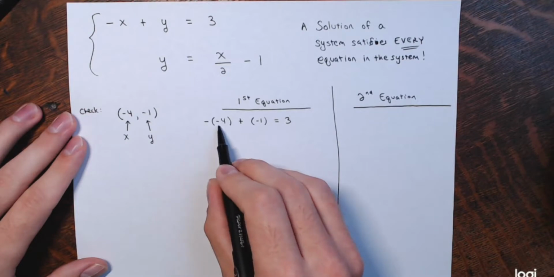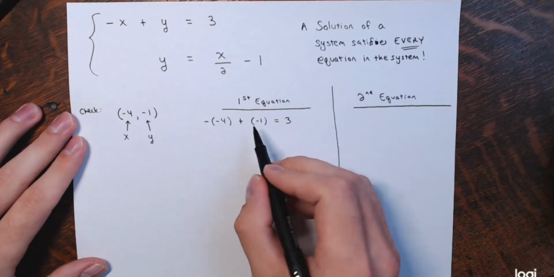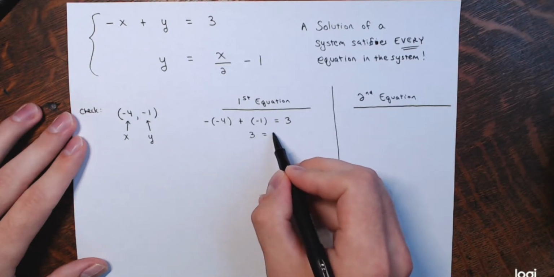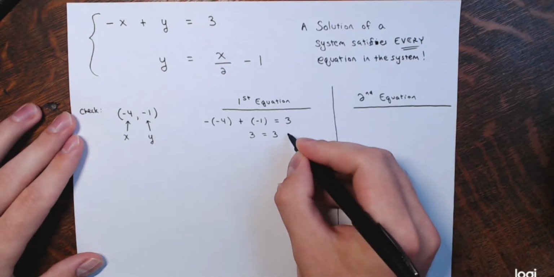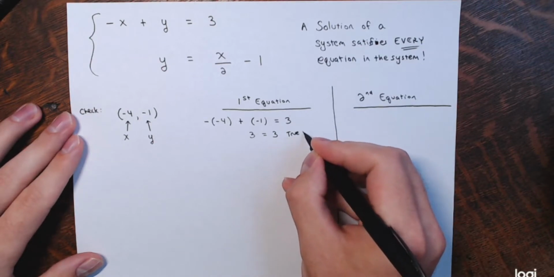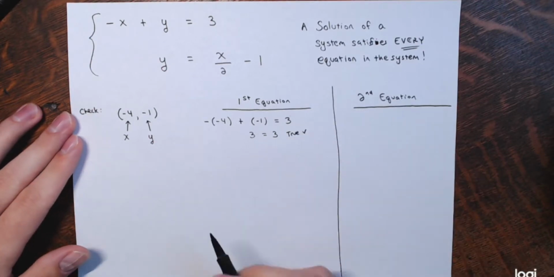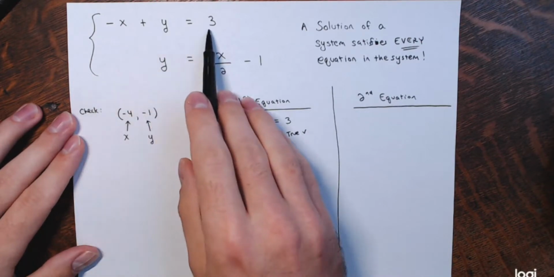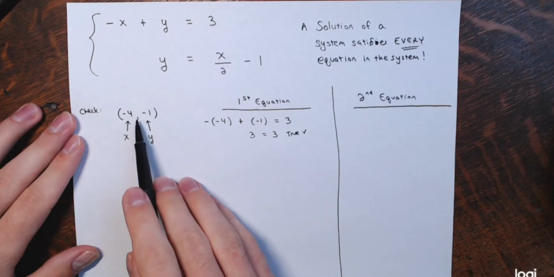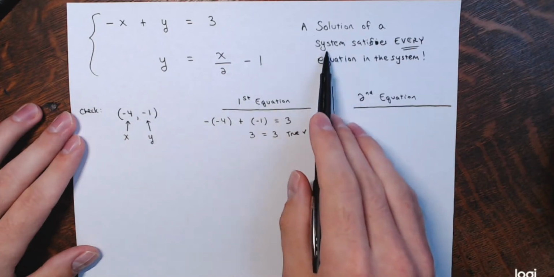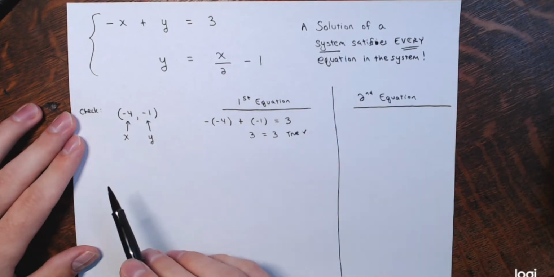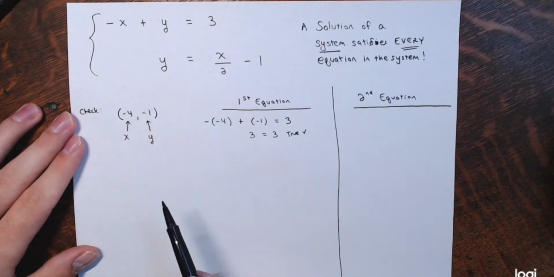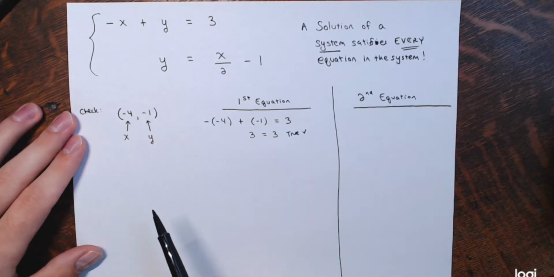Well, this would be positive 4 plus negative 1. That is indeed 3, and we have 3 equals 3. This is true. Great. Now, that means that this ordered pair is a solution of the first equation. That doesn't mean that it's a solution of the system, right? It has to also be a solution of the second equation.